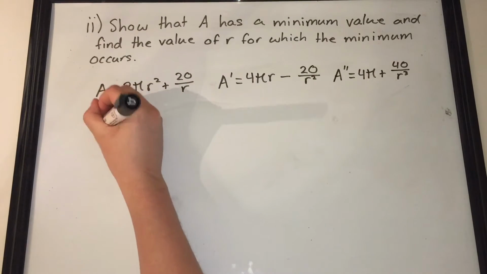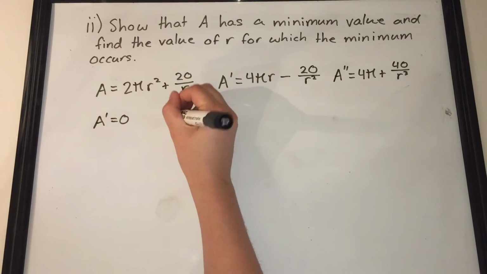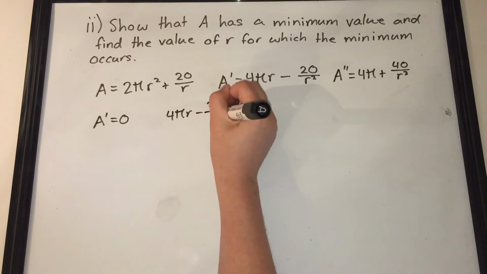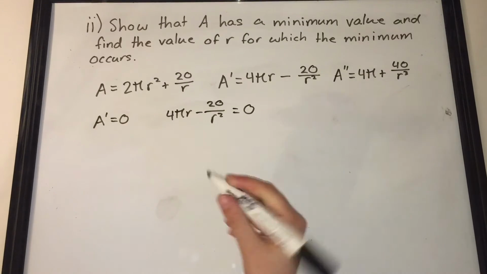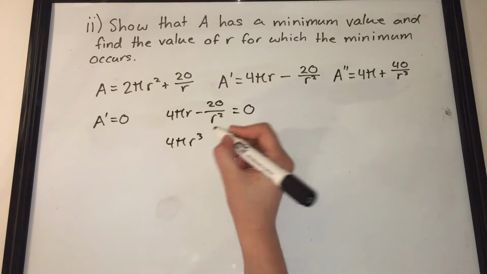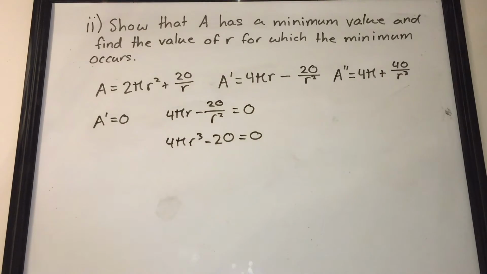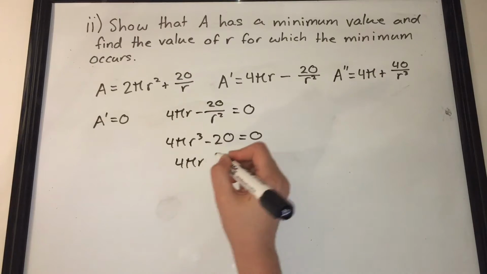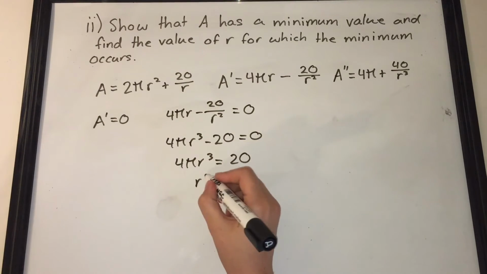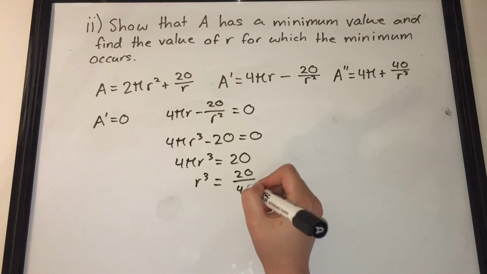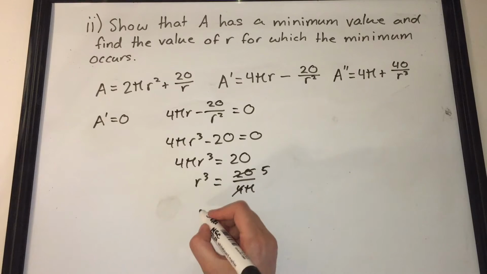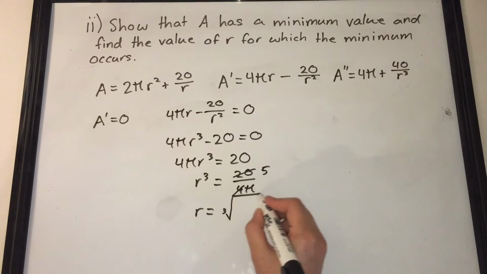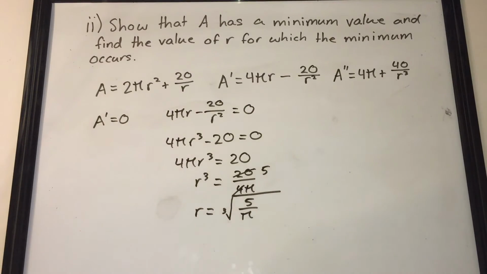Now, just like in any maximum or minimum question, we're going to make the first derivative equal to 0. This one's quite a little bit of a tricky one. I'm going to times out the r squared onto both sides, so that 4 pi r cubed minus 20 equals 0. Then I'm going to move the 20 over to the other side, making it a positive 20, and dividing by 4 pi. I can cancel out and simplify that to 5 over pi, and then you can cube root to the other side to get rid of the cubic.